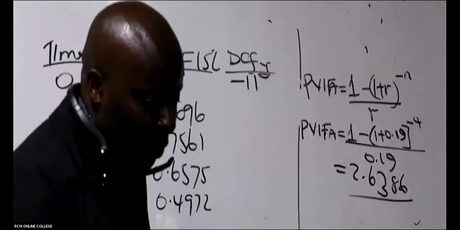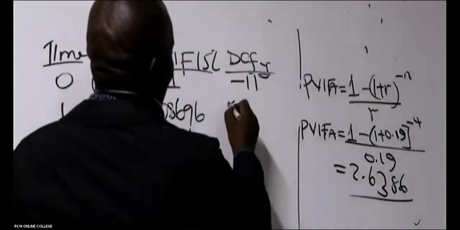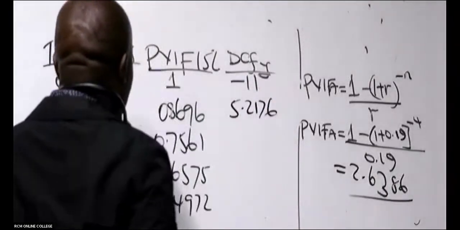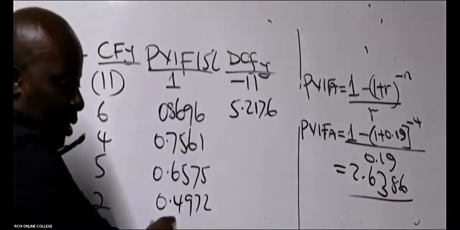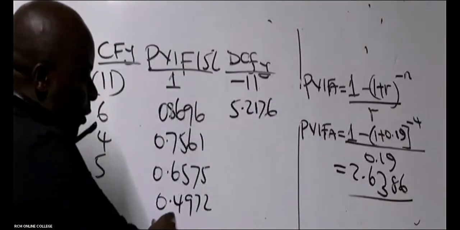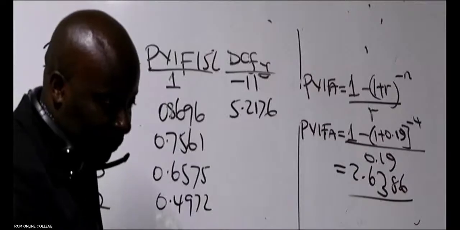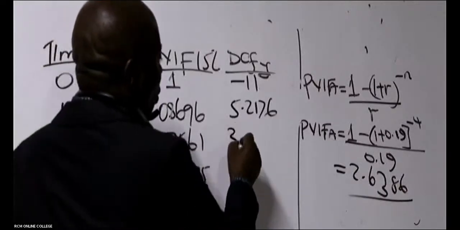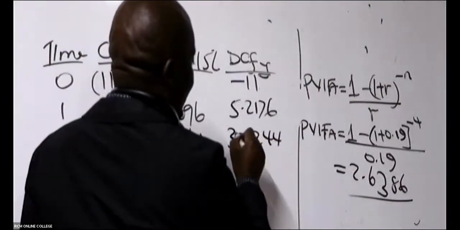5.2176. And then somebody is saying year 4 is incorrect. There's a ninja saying this is incorrect. 3.244, yeah, with a decimal there.